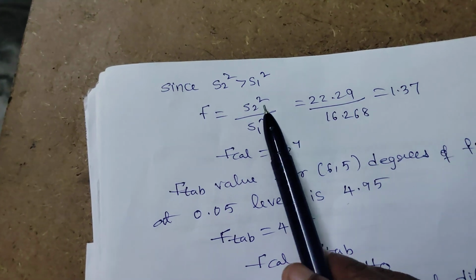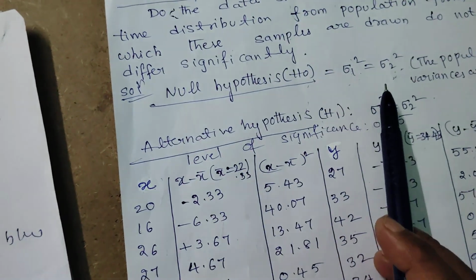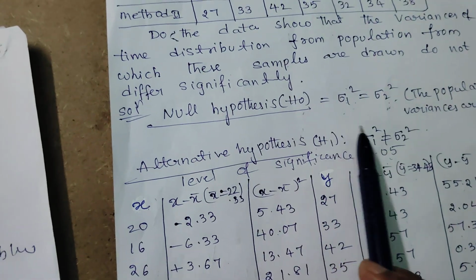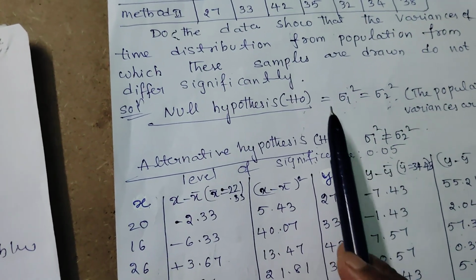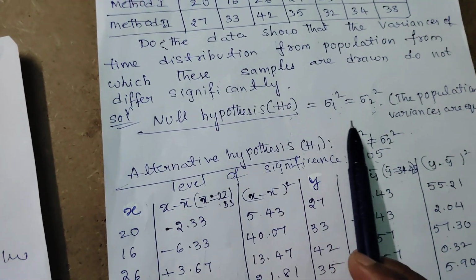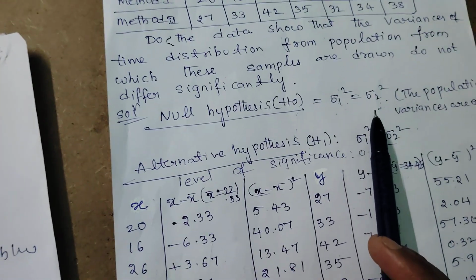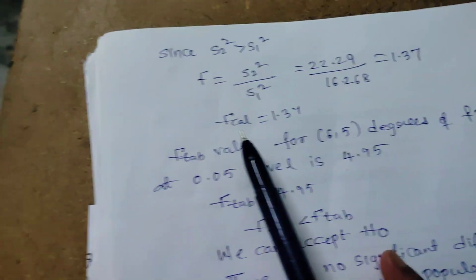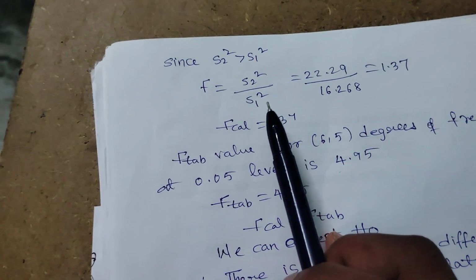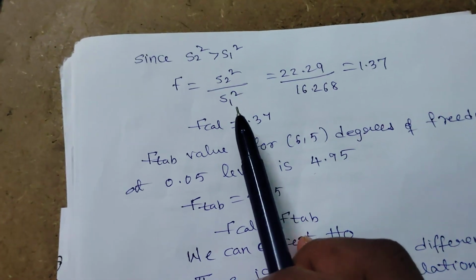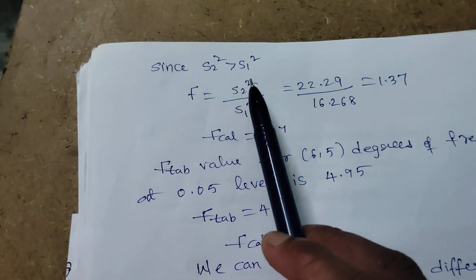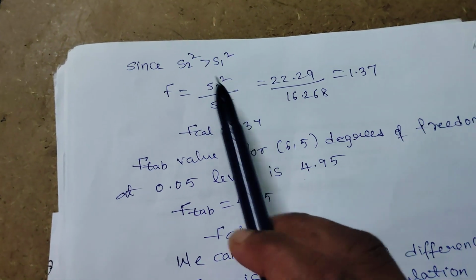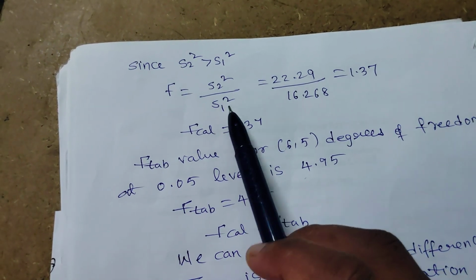So the F calculated formula is what? S2 square by S1 square. Here what I have written: sigma 1 square equal to sigma 2 square. These two are the variances of the population. We don't know the variance of the population, why? Because they did not give a standard deviation. So that's why we are finding the variances of the samples. For samples we denote variances with S1 square and S2 square. So to find the F calculated value we require these two values.